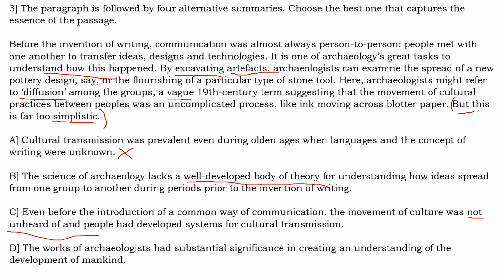The passage says that before the invention of writing, communication was there, almost always person to person. Here it says that there was movement even before the introduction of a common way of communication. This is wrong. The passage is saying that even before the invention of writing as a method of communication, there was another method of communication, which was person to person communication. So this part is saying that even before the introduction of communication, there was absolutely no method of communication. That is wrong. Movement of culture was there and people developed systems, that is correct, but this first part is wrong. This is why this option is wrong.